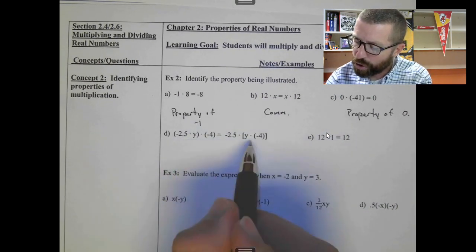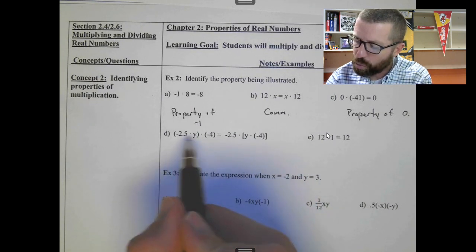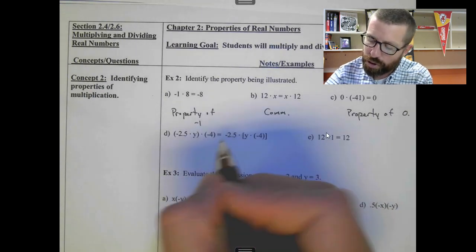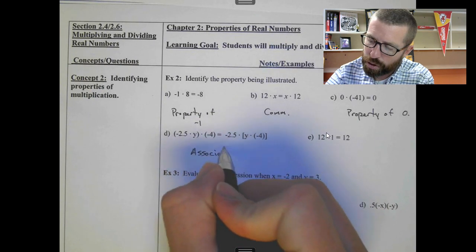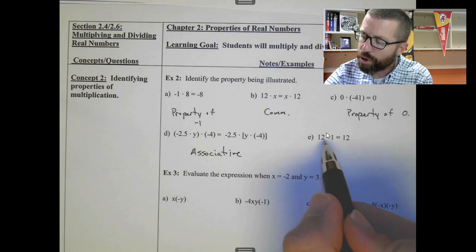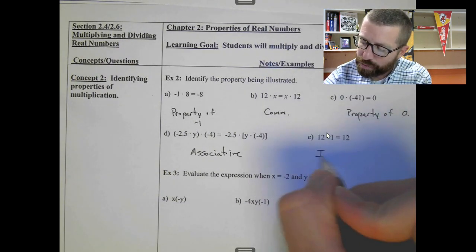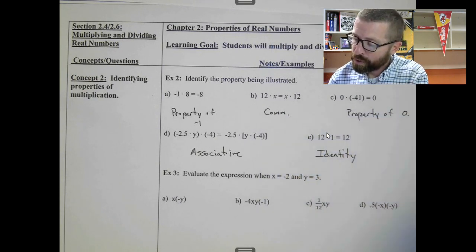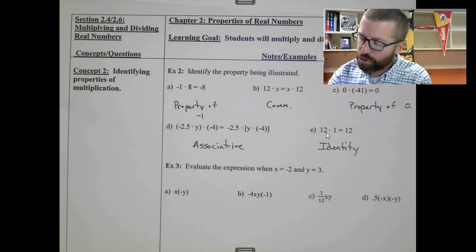Here, it looks like we're regrouping things. So -2.5 times y, and then over here, we're going to do the y times -4 first. So that's the associative property. I won't abbreviate that one too good. And then here, 12 times 1 is 12, and that is the identity property. If you multiply by 1, you just get what you started with, which you use a lot with fractions, adding and subtracting fractions.